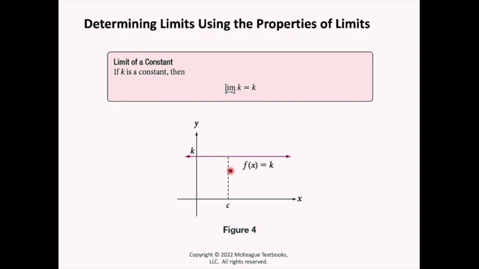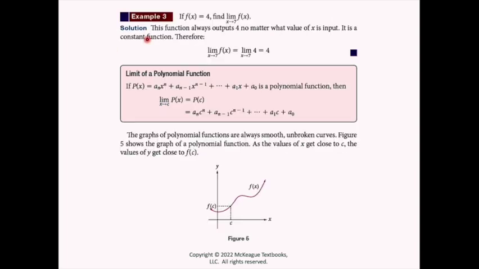So if we take the limit of a constant function, then no matter what, that limit is going to be the value of the function. So if I approach c from the left, the value of the function is k. And if I approach the function from the right, it's still the value of k. So the limit of a constant function is just going to be that constant itself. So this is an example of the constant function.